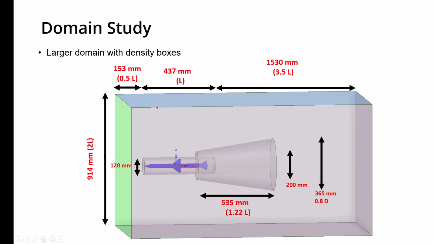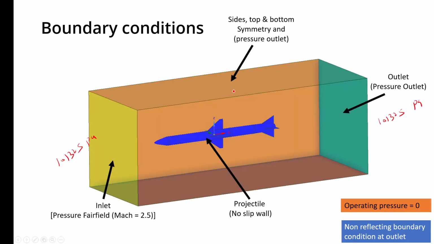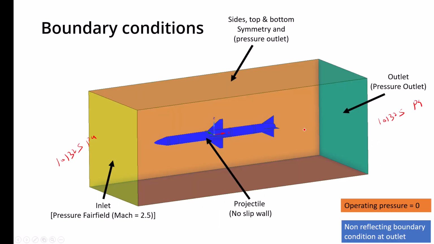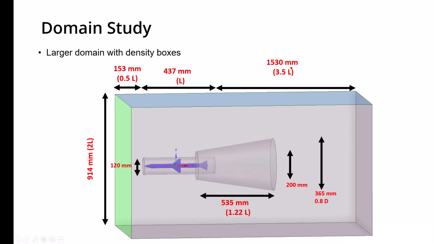So the new domain was created. This time the inlet was fixed at 0.5 L, but the outlet, from only 0.57, increased to almost 3.5 L. The height and the width were 914 millimeters, which is 2 L, meaning 1 L on the top and 1 L on the bottom. Similarly, on the right and left side there is also 1 L, approximately 437 millimeters. This is approximately 2 L.